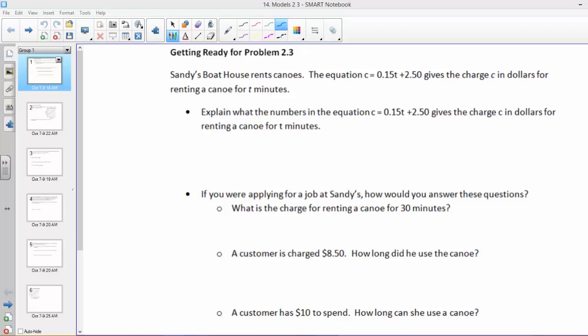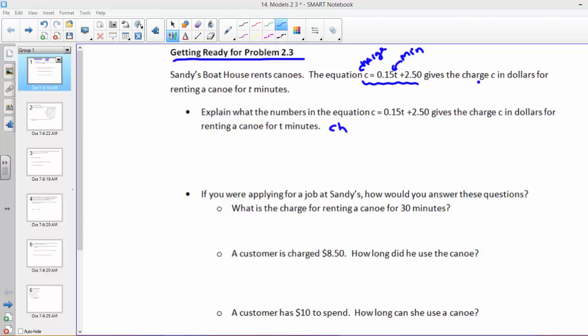You are going to look for the getting ready for problem 2.3, right where you left off last time. It's in the middle of the page, and this is a lovely little story about Sandy's boathouse that rents canoes. And this is the equation. This is the charge, because it says so right there. And this T stands for time in minutes. So it says explain what the numbers in the equation give. The charge C in dollars for renting a canoe. So I'm going to rewrite this equation.